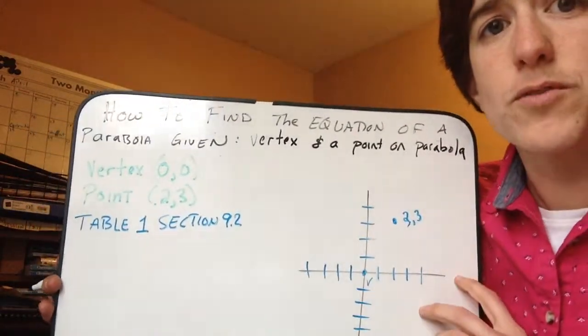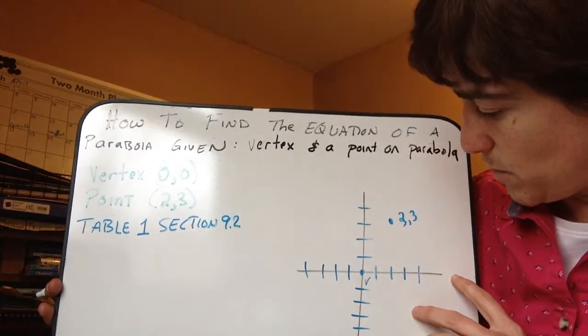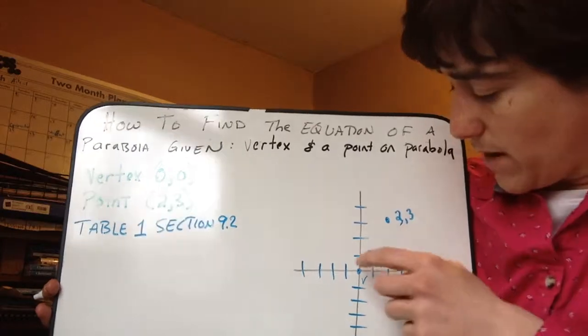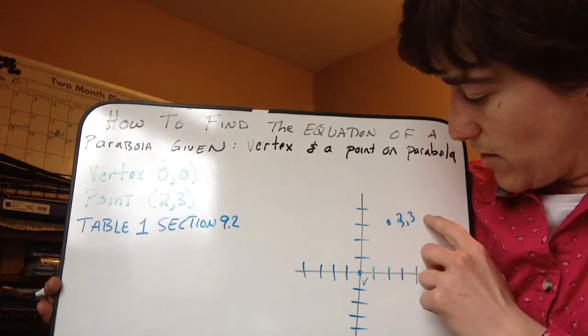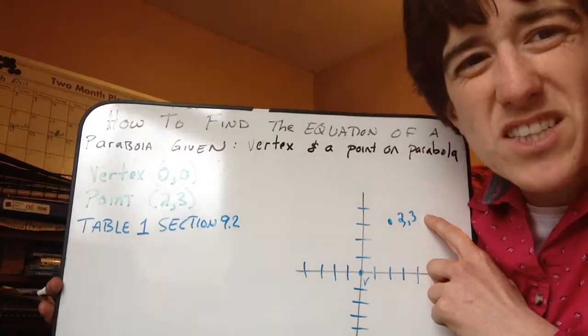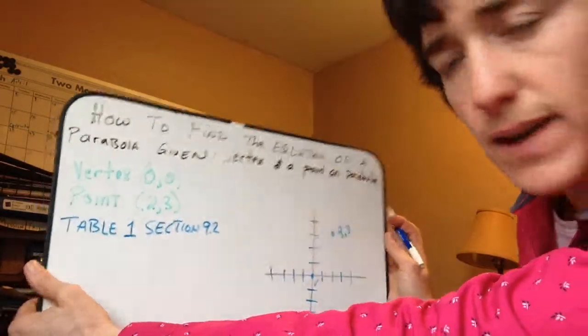Alright, so from table 1 in section 9.2, knowing that this parabola is going to have a piece moving in this direction, I know that my base equation is going to be y squared equals 4ax. So I'm going to go ahead and write that on the board.